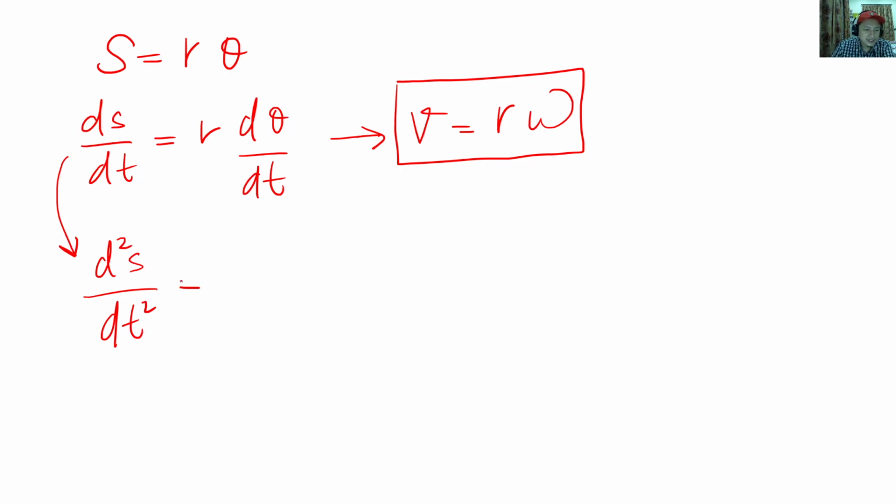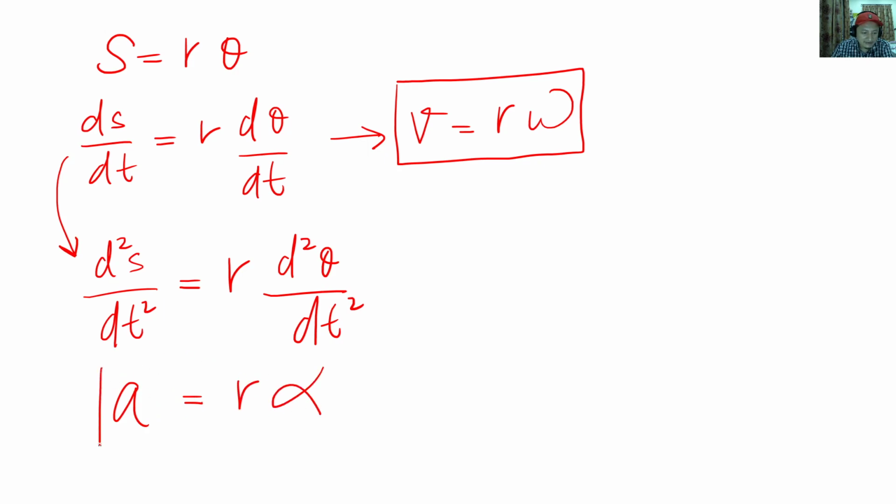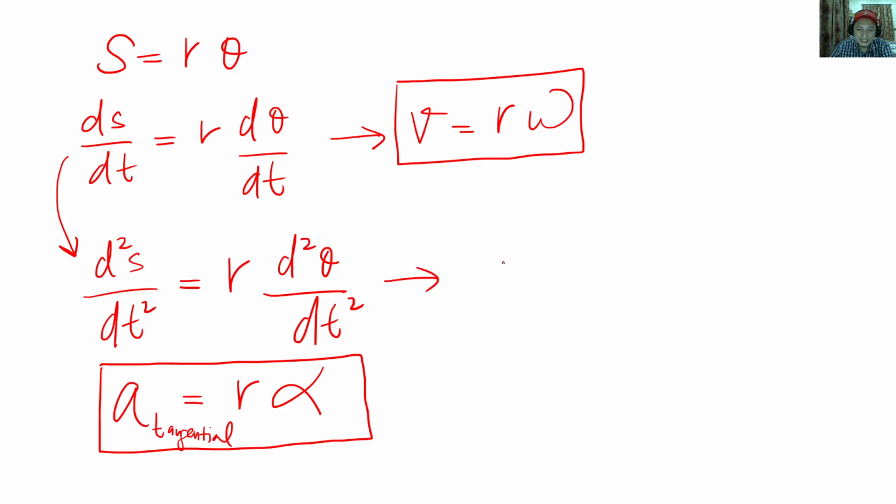So this one is going to be r d2 theta over dt squared. So this one is actually equivalent to acceleration, r. This one becomes alpha. So this is actually a tangential. Alpha is your angular acceleration. So yeah, these are the important things. From here you get a is equal to r alpha.